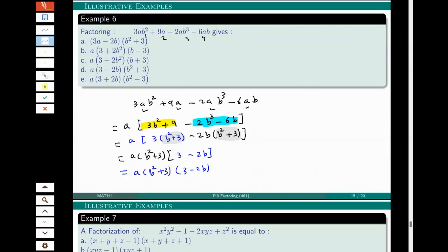Okay, now, so what's the answer? It's a b squared plus 3 and the 3 minus 2b. That's the answer.